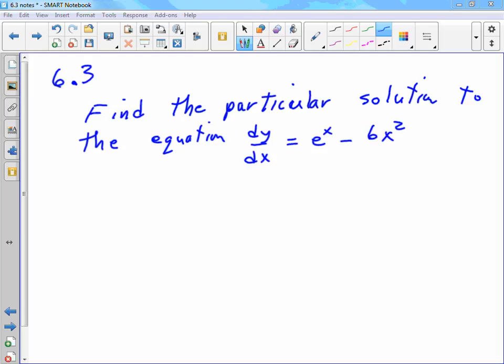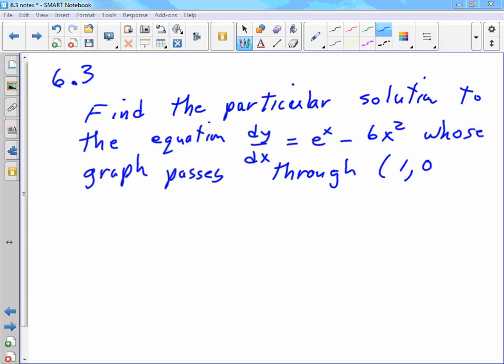Now, then we're going to do an initial condition. That's a mouthful. Initial condition, whose graph passes through the point (1, 0). That's our initial condition. So this will be interesting.